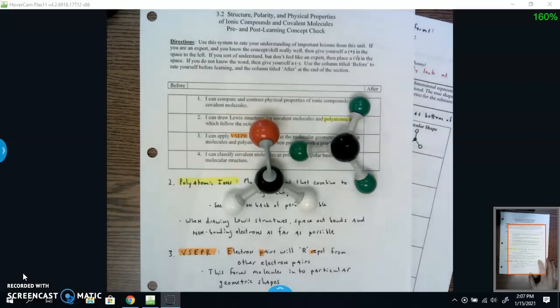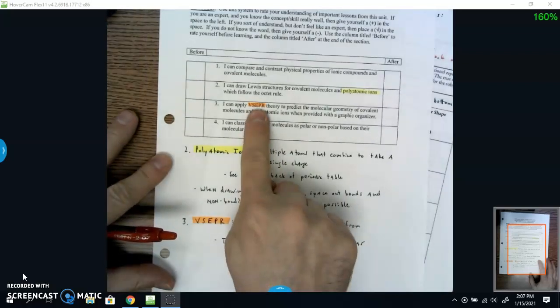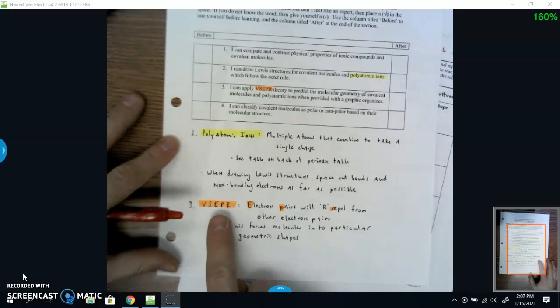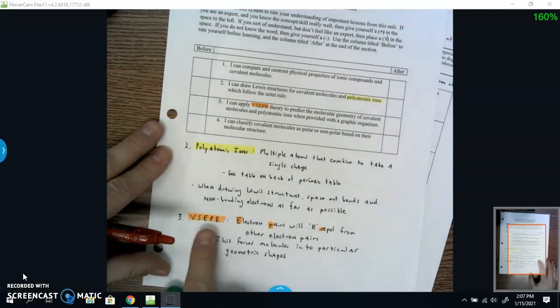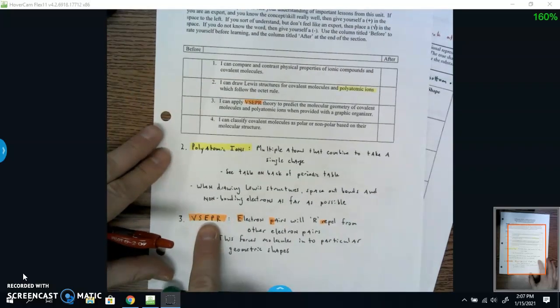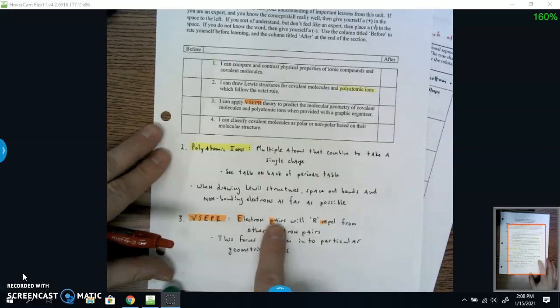So I want you to start by taking these brief notes down at the bottom. You can see I color-coded the acronym VSEPR up here and the acronym VSEPR right down here. VSEPR stands for Valence Shell Electron Pair Repulsion Theory, and you're going to explore that inside your POGIL. But I want you really to focus on the last three letters, the E, P, and R. The EPR stands for this: Electron pairs will Repel from other electron pairs.